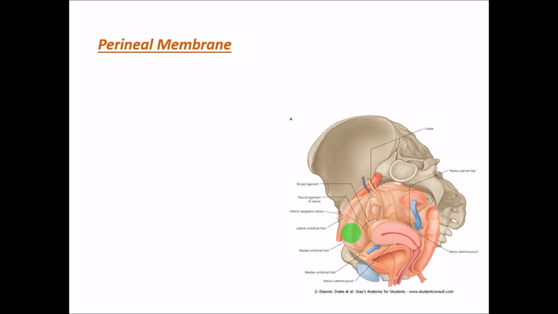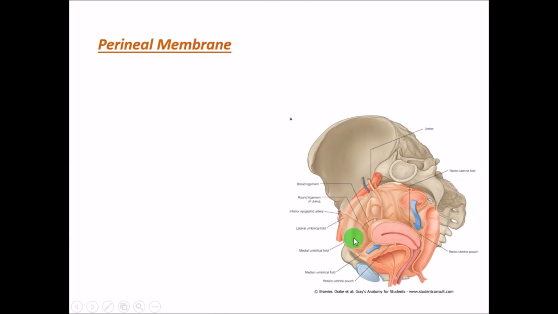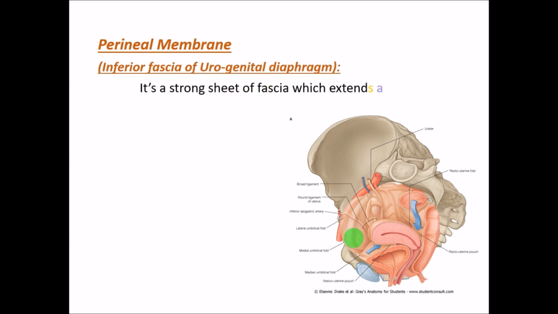Okay, superior fascia. If you see this picture, this is called the perineal membrane, or it is also called the inferior fascia of the urogenital diaphragm, and this will be called the superior fascia of the urogenital diaphragm. Okay, so this whole thing is the urogenital diaphragm. Superiorly, we have the superior fascia of the urogenital diaphragm, and this is the inferior fascia of the urogenital diaphragm, also called the perineal membrane. So perineal membrane, the other name is inferior fascia of the urogenital diaphragm.